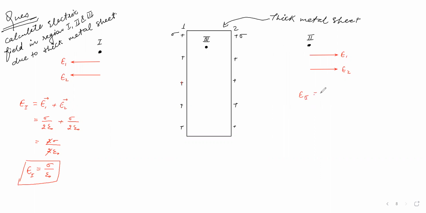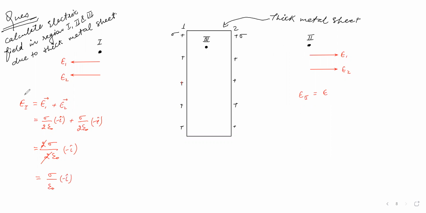E1 plus E2. Similarly, for the second region, your condition is the same. What will be the direction? I'm going to mention the direction also. It will be minus I cap, right? Yes, exactly. This is minus of I cap plus sigma over 2 epsilon naught minus of I cap. Once again you get 2 sigma over 2 epsilon naught, minus of I cap. Do you understand? 2 is cancelled with 2. Finally, you get sigma over epsilon naught minus of I cap, in vector form.